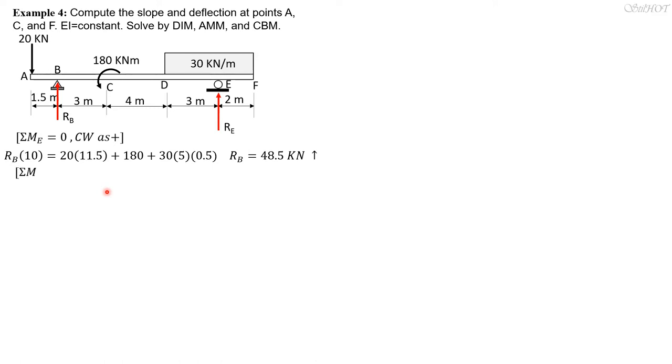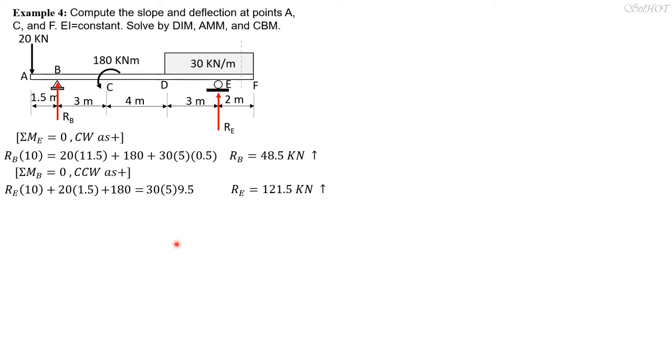Summation moment about B equals 0, counterclockwise as positive this time. So we have counterclockwise moment equals clockwise moment. So RE times 10 plus 20 times 1.5 plus 180 then equals clockwise moment 30 times 5, then the moment arm is, because this is 0.5, so 10 minus 0.5 is 9.5, so 30 times 5 times 9.5. So solving for RE is 121.5 kilonewtons upward.